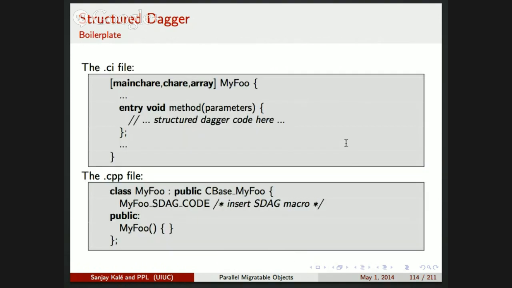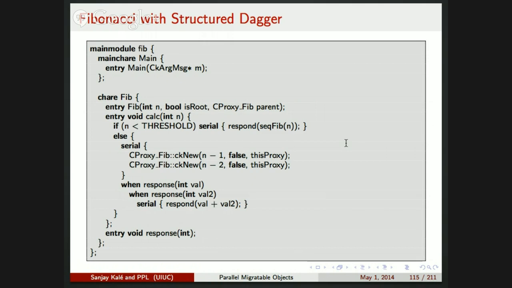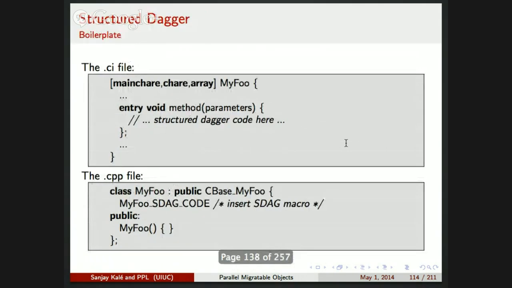So this is an example of what the CI file would look like. If it has some entry method with a body, then we have structured dagger code here. In the CPP file, we just need to make sure to put this at the top so it knows to include any sdag code. And just if you flip back for a second, since we said we'll call out placeholders, the name of that macro has the class name for the corresponding class stuck onto it. Yep, in this case, the class name and chare is declared as myfoo, so it's myfoo_sdag_code.